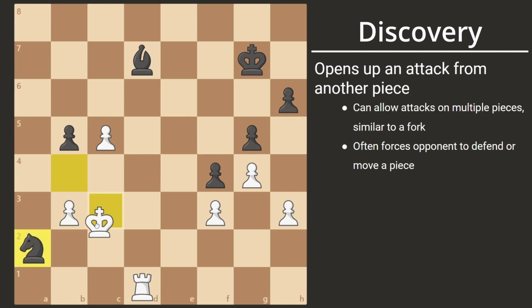So here the knight comes here, you come down with the king, attacking it once again, and there's no way for black to defend both the bishop and the knight at the same time.